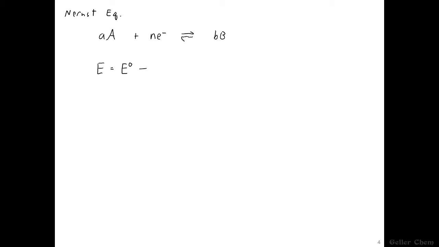And that modifier consists of quite a few parts. So let's just write it all down and then make sense of it. Capital R T over n F. Natural log, and then a ratio of our product concentration, in this case there's only one product, B, to the reactant concentration. In this case, we only have A, and then we raise those concentrations to whatever their coefficient may be.